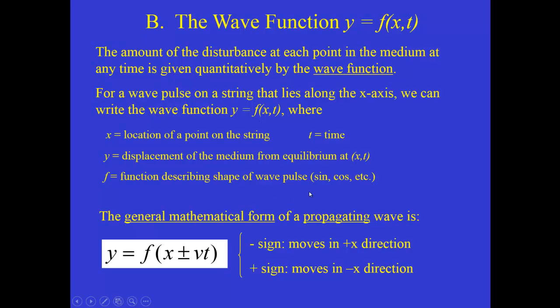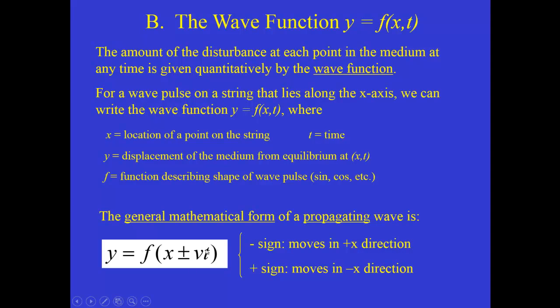It could be a sine, it could be a cosine, it could be some kind of a Gaussian function. Lots of different possibilities would all qualify as valid forms for a wave function. The general mathematical form for a wave that propagates, that moves through space, has to be like this. So whatever the function f is, the argument has to include x plus or minus some constant times the time.